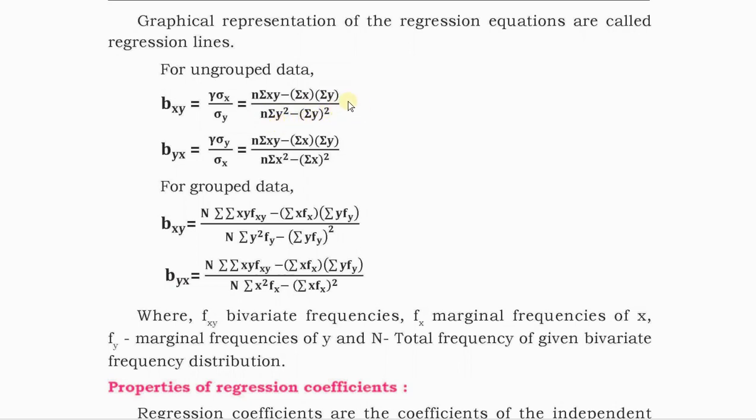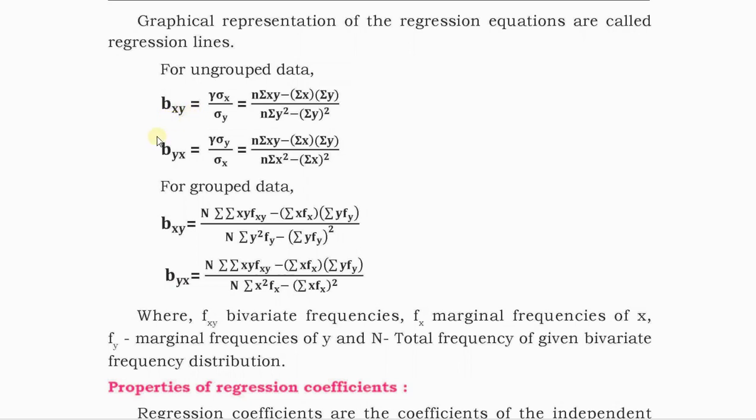This looks very similar to your correlation coefficient, but there is a difference. In the correlation coefficient, in the denominator, we consider both x and y terms, so there you will have n into summation of x square minus summation of x whole square, into n into summation of y square minus summation of y whole square. But here there is only one term, and this term is related to the independent variable. What is the independent variable here? Y is the independent variable and x is the dependent variable. You are trying to find the x value based upon the y value.